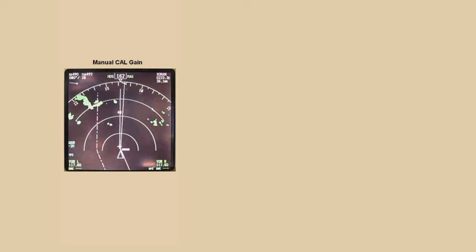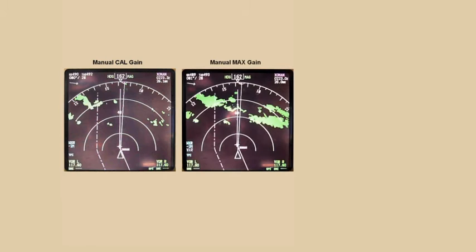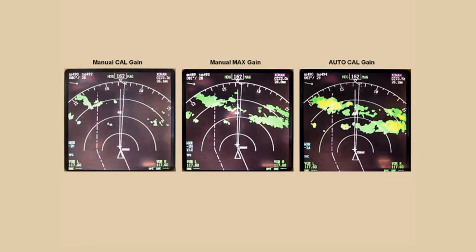Note that in manual mode, in calibrated gain, with a -2 down tilt, only thunderstorm cores are shown. When manual max gain is selected, the weather ridge line is visible to the flight crews. However, because the Gulf of Thailand is a low reflectivity environment, auto cal gain actually shows more of the storm than manual max gain does. With the radar in auto, Multiscan is painting the full extent of the cells.